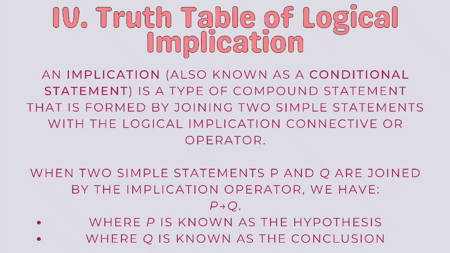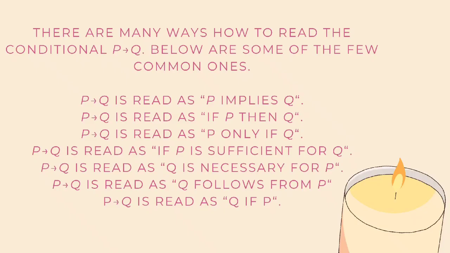We have P, which is known as the hypothesis, while Q is known as the conclusion. There are many ways to read the conditional P implies Q, and below are some of the common ones. It reads as: if P then Q, P only if Q, P is sufficient for Q, Q is necessary for P, Q follows from P, and Q if P.